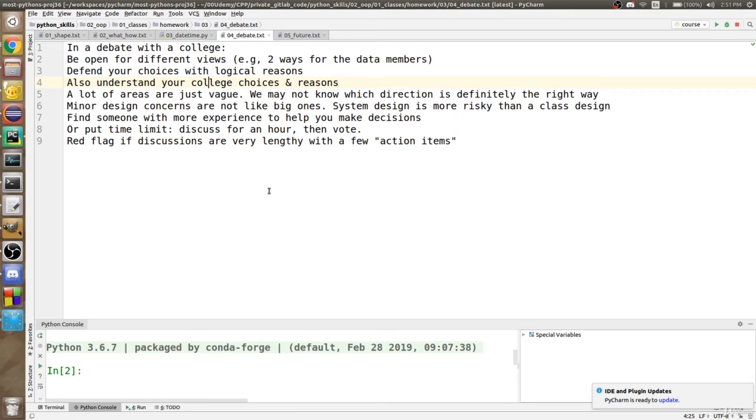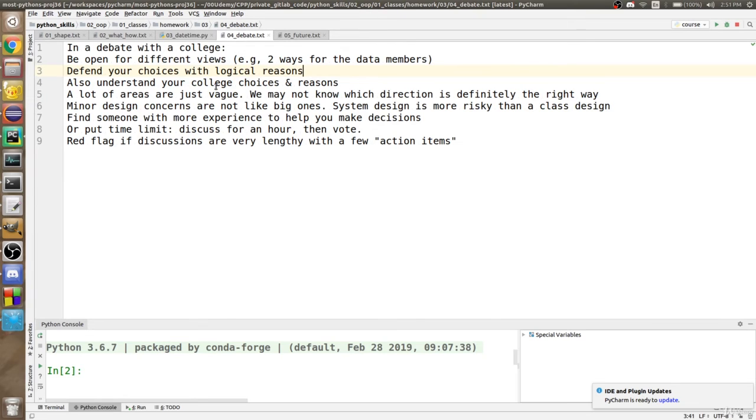The last 2 verbal statements are about debates. Debates are very common in companies. Be open for different views. There are many ways to solve every problem, and every problem has a lot of pros and cons. Try to be a logical person. Try to have logical reasons. Please try to work on your thinking skills. This is something that you find missing in industry. The people don't have good mentalities when it comes to thinking and logical thinking, critical thinking, and so on.